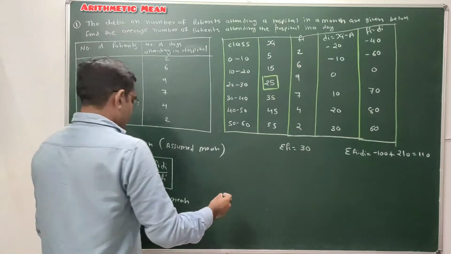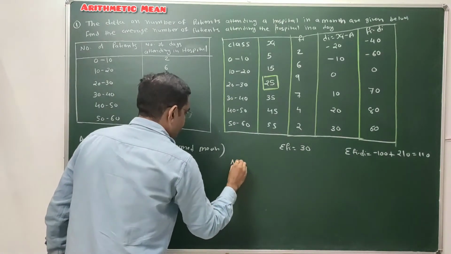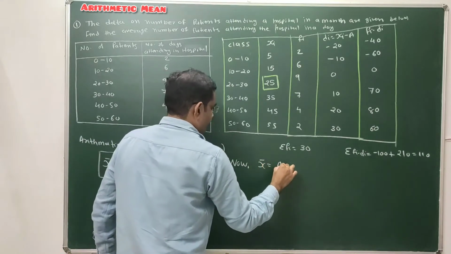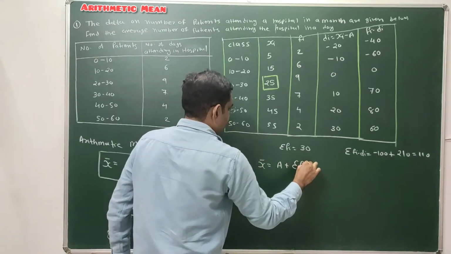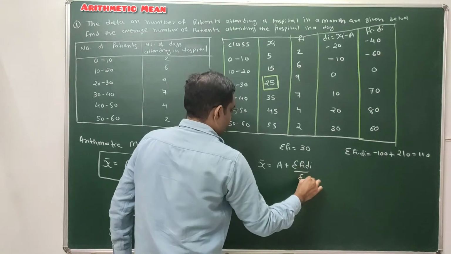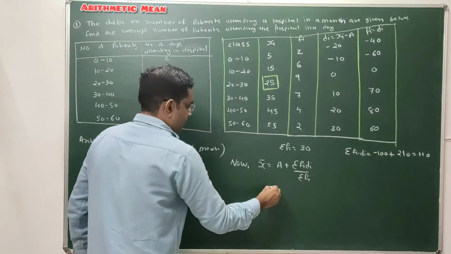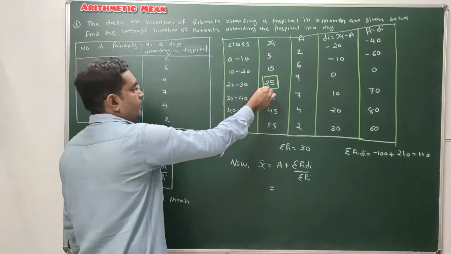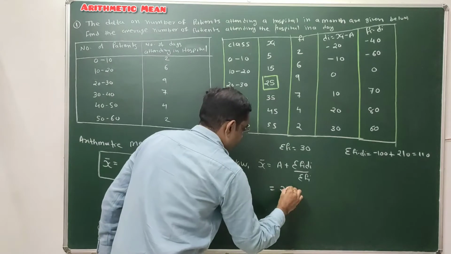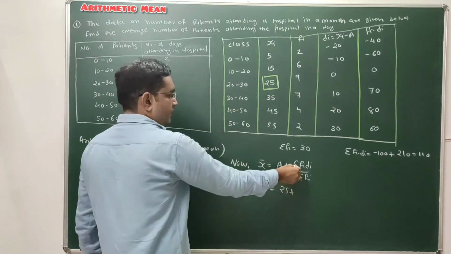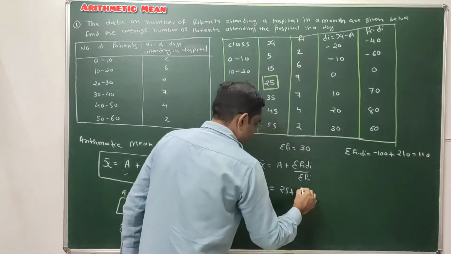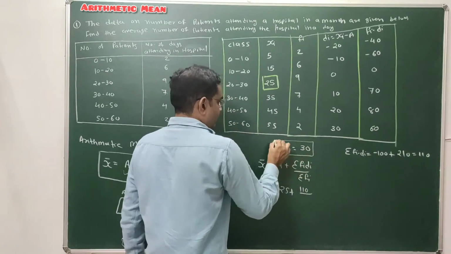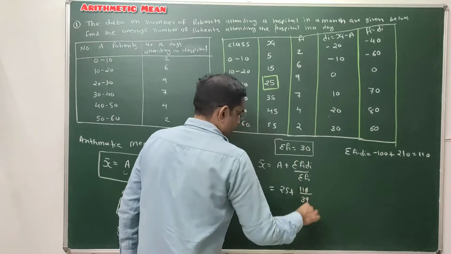You have to draw this table by using scale and pencil. So now the formula to find the arithmetic mean. The formula is x bar equal to a plus sigma fi di upon sigma fi, where a is the assumed mean, the midpoint of the class mark, 25, that we have assumed, plus sigma fi di, which is 110, upon sigma fi. Sigma fi is 30. 0 0 cut.